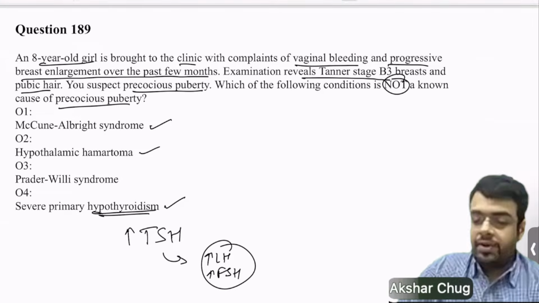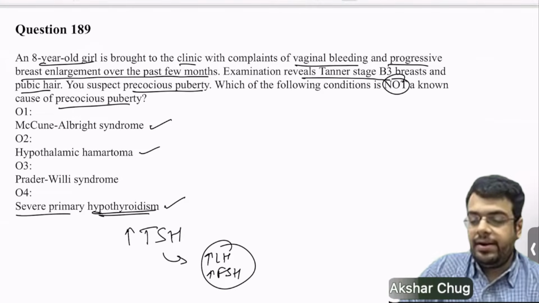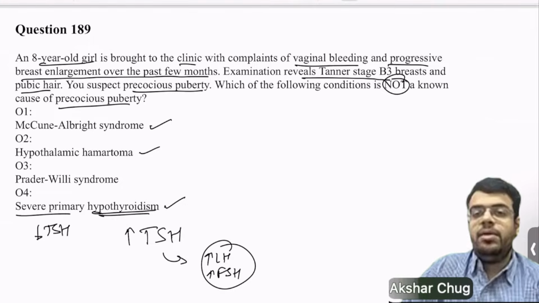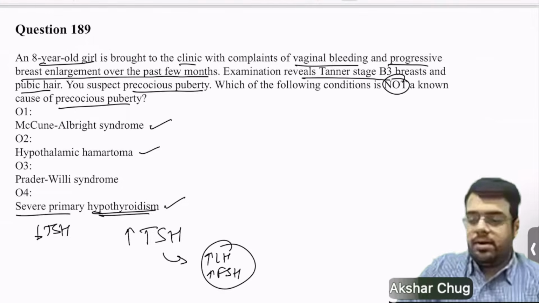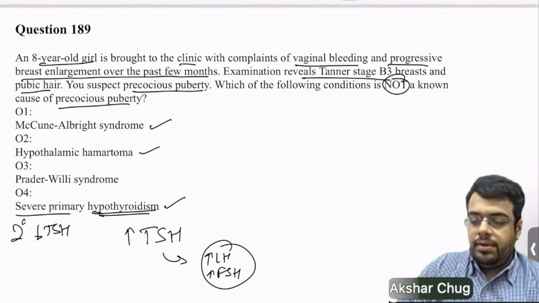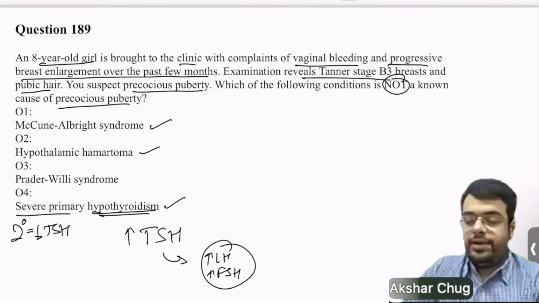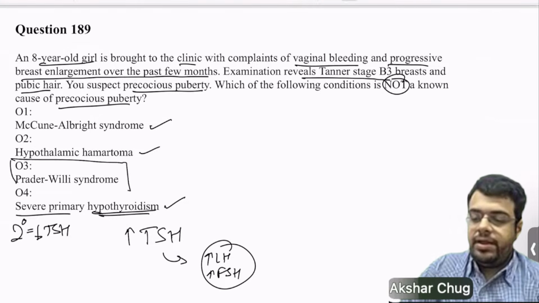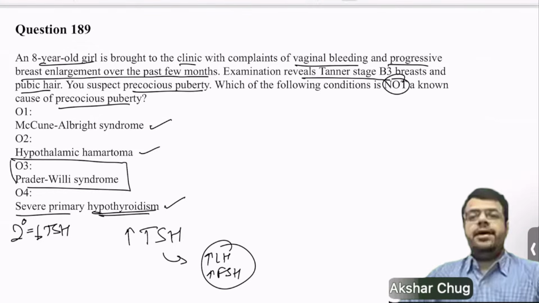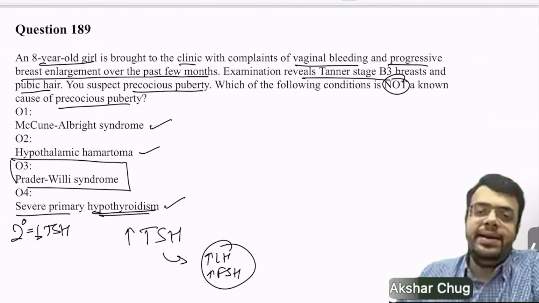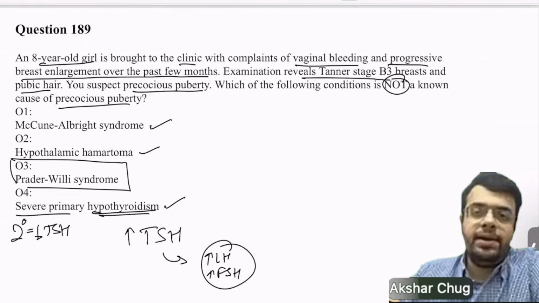If it was secondary hypothyroidism, it would be a defect in TSH, and in secondary hypothyroidism we wouldn't see precocious puberty. So the answer here is Prader-Willi syndrome, which is an imprinting defect in which the paternal gene is deleted and the maternal gene shows imprinting on chromosome 15.